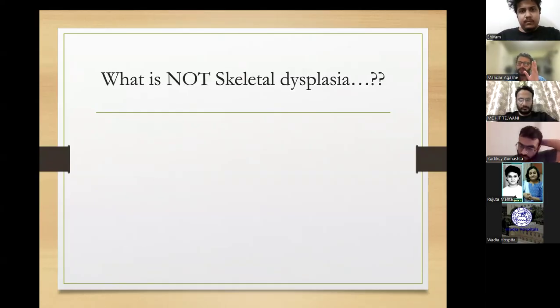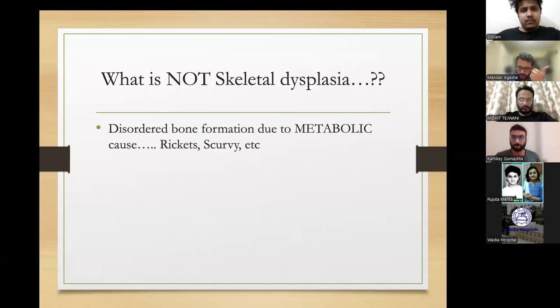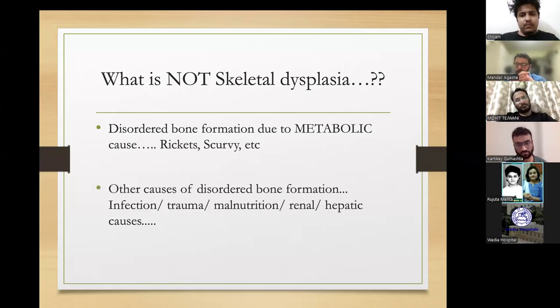And we should remember that there are certain conditions which are bone formation disorders, but which are not skeletal dysplasia, which are the metabolic disorders, rickets, scurvy, etc. They are not skeletal dysplasias. Other causes of disorderly bone formation are infection, trauma, malnutrition, renal, and hepatic causes. They are not skeletal dysplasias.